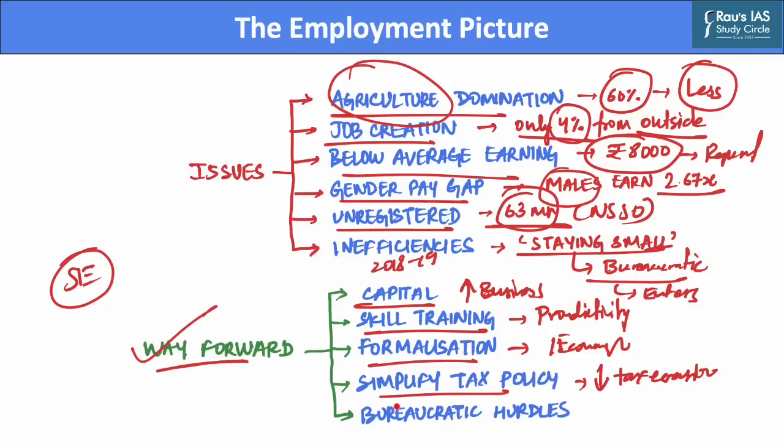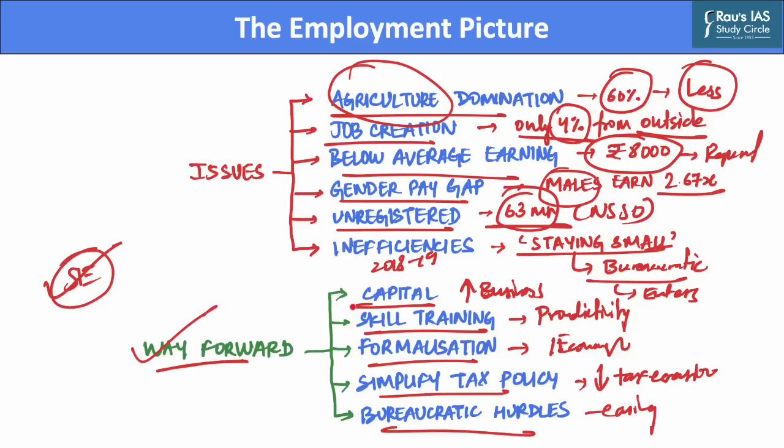Also, there is an imperative need to overcome the bureaucratic hurdles, as easing the process of registration and reducing the inefficiencies that have resulted in perverse incentives will help the self-employment ecosystem in our country. Hence, the self-employment ecosystem in the country has the potential to increase the macroeconomic growth of the country.